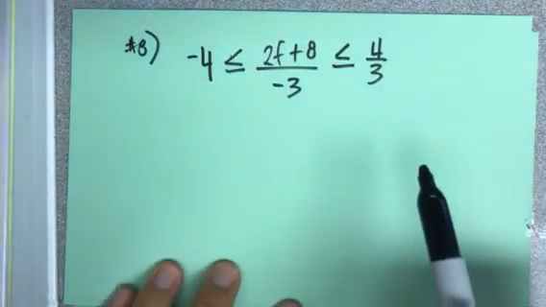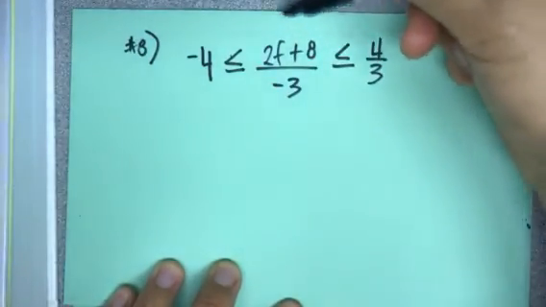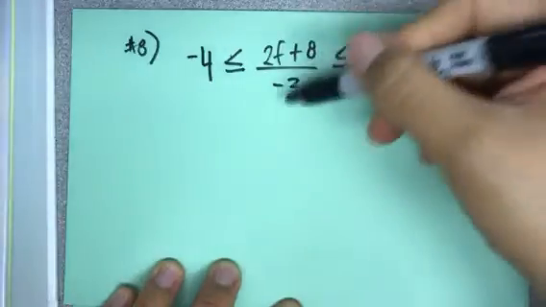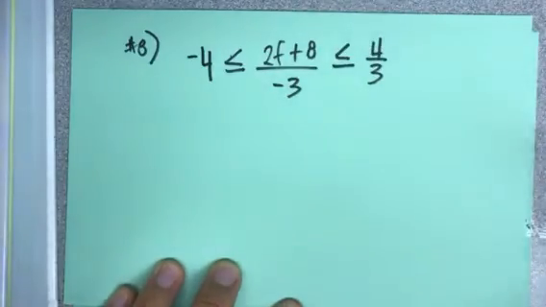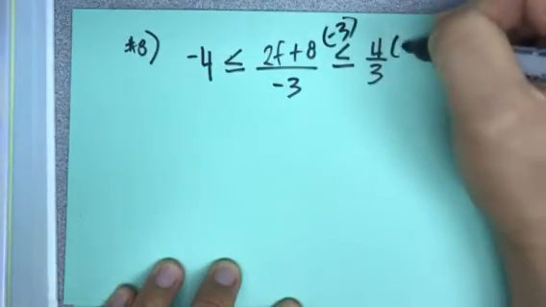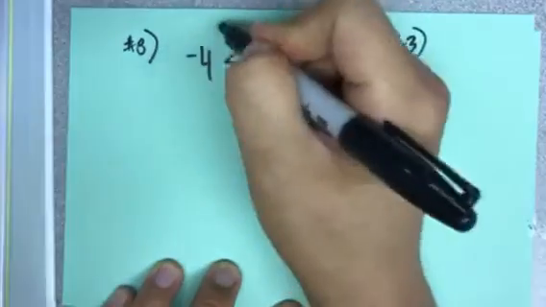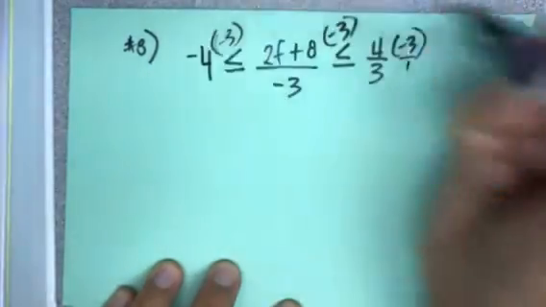So what I'm going to do is multiply everything, because if you multiply one thing, you got to do it to all of them, by negative 3, so I could get rid of this denominator right here. Okay? So I'm going to multiply this by negative 3. I'm going to multiply this by negative 3. Remember, there's like an invisible 1 underneath. I'm going to multiply this by negative 3.